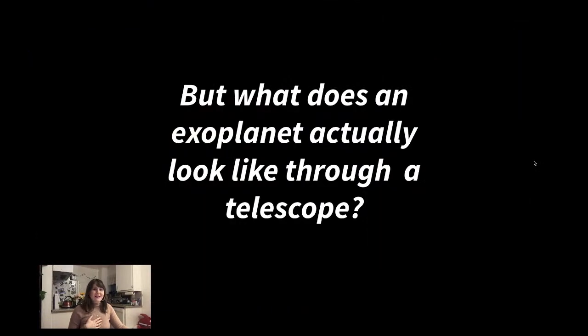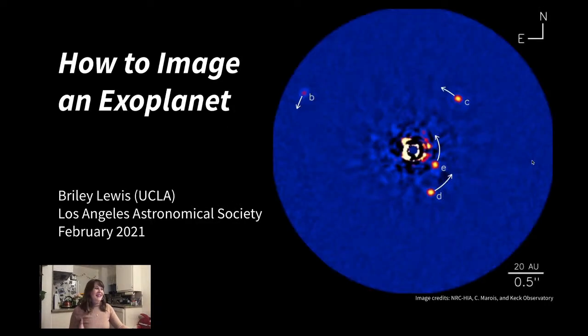But what does an exoplanet actually look like if you were to look at it through a telescope? It turns out, it looks nothing like those artist renditions. This is what an exoplanet actually looks like when you try to image it. Each lettered dot in this picture is actually a real exoplanet that has been imaged with a telescope. So tonight I'll be telling you about how we actually do this.